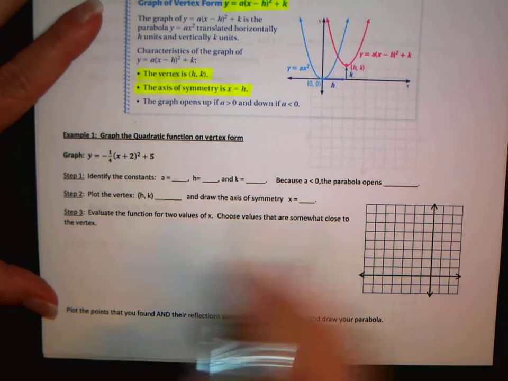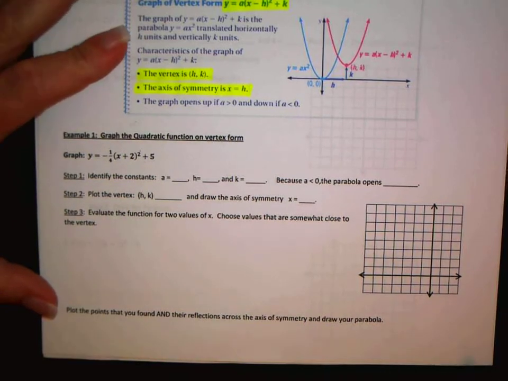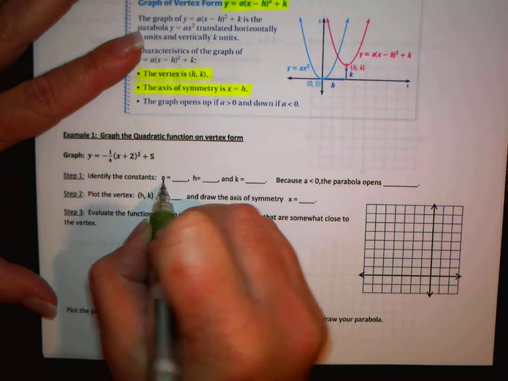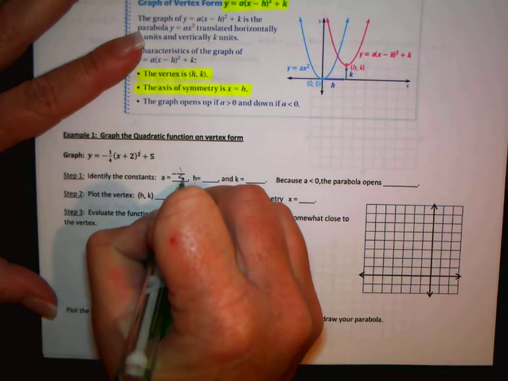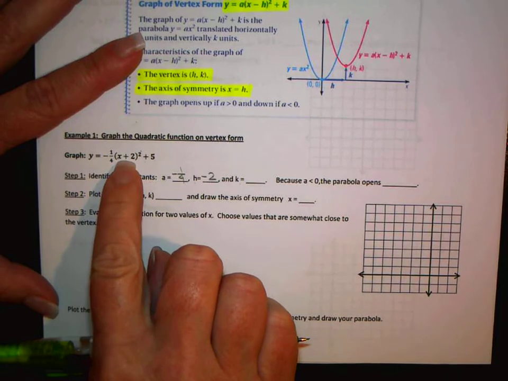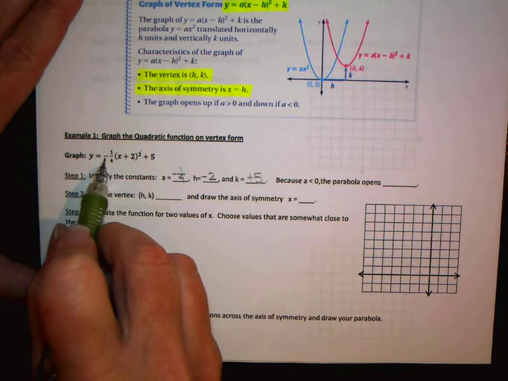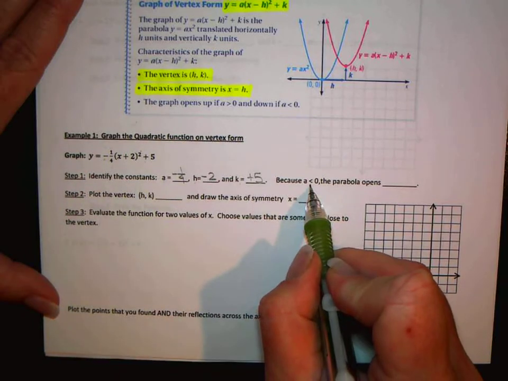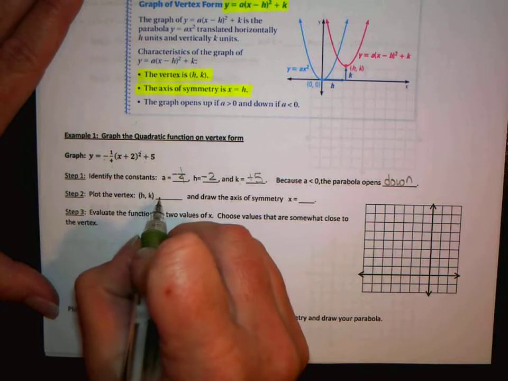Graph y equals negative 1/4 times (x plus 2) squared plus 5. Okay, step 1, identify the constants. Constants are the things that do not change. And the constants in this problem are going to be a, h, and k. So a is negative 1/4, h is negative 2. Remember, it's the opposite of the sign that's there, and k is positive 5. And now, since there's a negative out front, that means a is less than 0, so this parabola is going to open down.